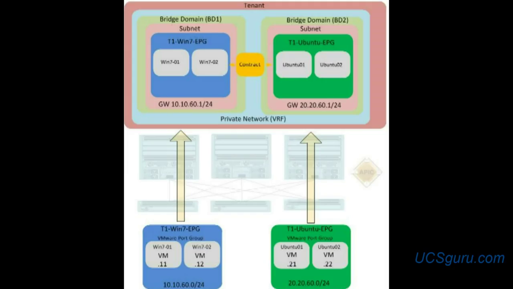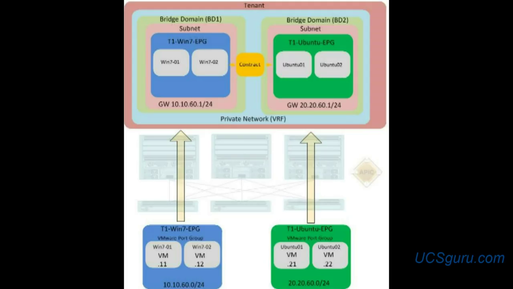So you can see all the constructs that we've built up during the previous labs. We've got our top level, which is our tenant. Within the tenant, we've got our private network. And within that, we have our two bridge domains that we created, BD1 and BD2. And within each of those, we have our subnet. And within the subnet, we have our gateway defined, which means it is a unicast routable subnet.